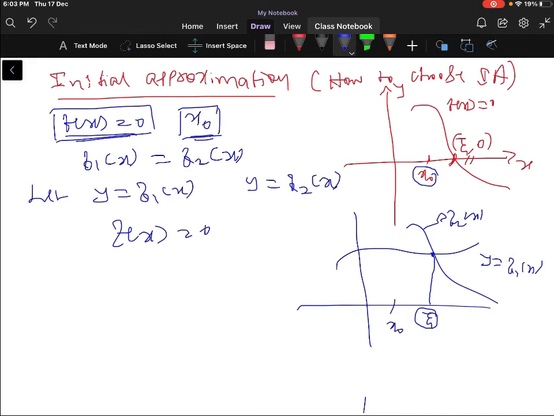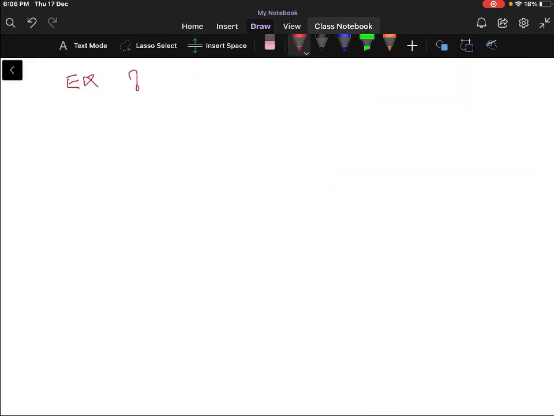that is x naught. For example, f of x is equal to 2x plus 1. We know that f of minus half is equal to 0. Therefore, minus half is a root of the equation 2x plus 1 is equal to 0. So let us find the initial approximation of the root minus half.